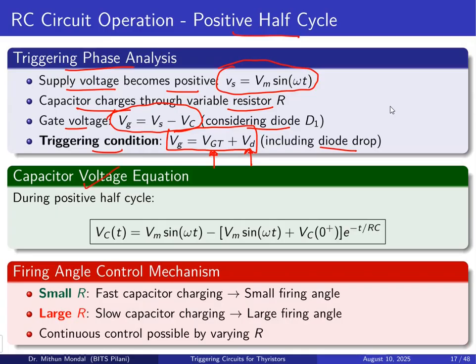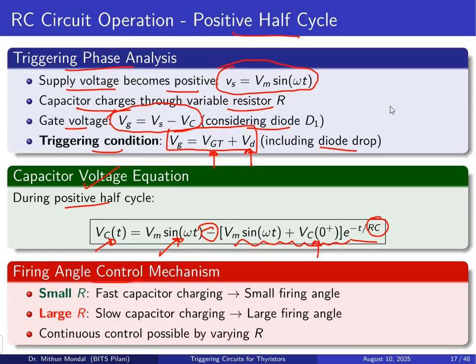Capacitor voltage equation during the positive half cycle. So this is the capacitor voltage as a function of time t, equal to the supply voltage Vm sin omega t, minus this is the voltage which is appearing across the capacitor, Vm sin omega t, plus the initial condition Vc 0, plus e to the power minus t by RC, RC being the time constant.